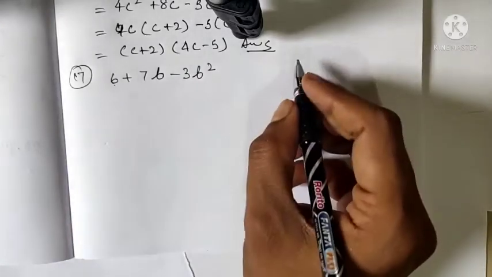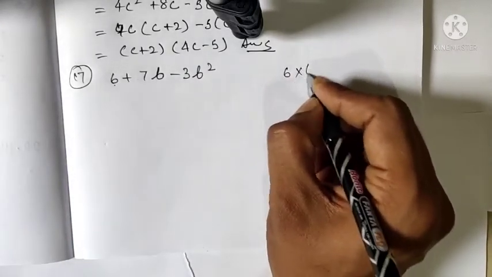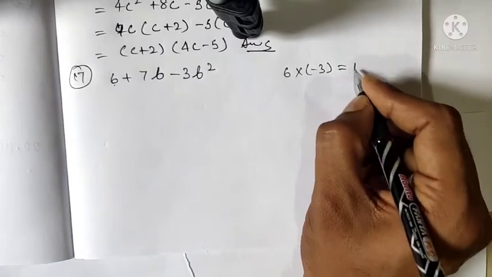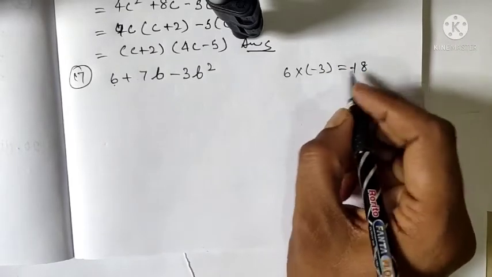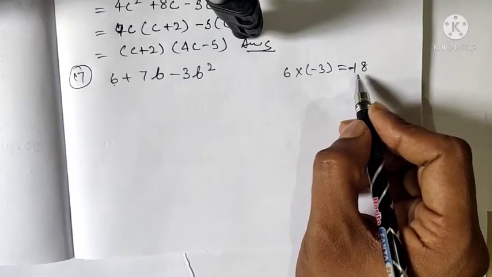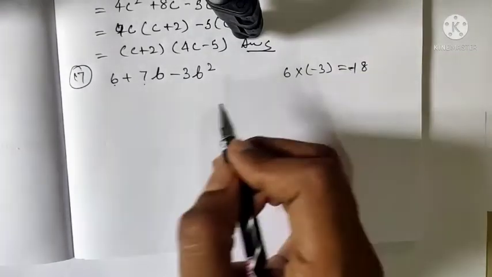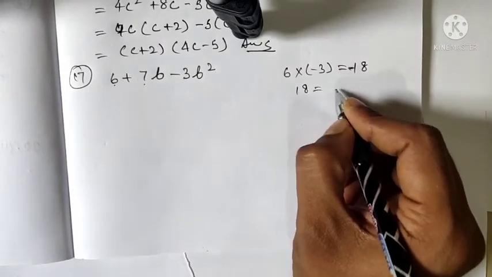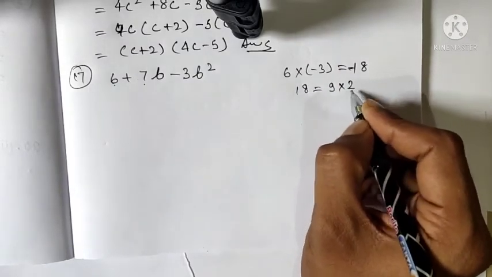Since it is a trinomial, we will multiply 3 and minus 3 and 6... it is minus 18. Since the sign of 18 is negative, we have to find the factors of 18 in such a manner that their difference will be 7. And as we know, 18 is equal to 2 into 9, and 9 minus 2 is 7.